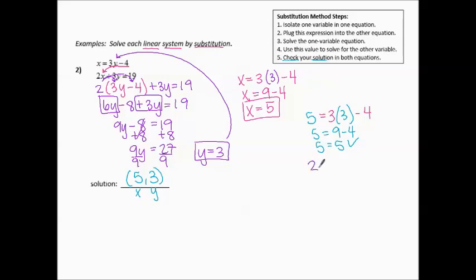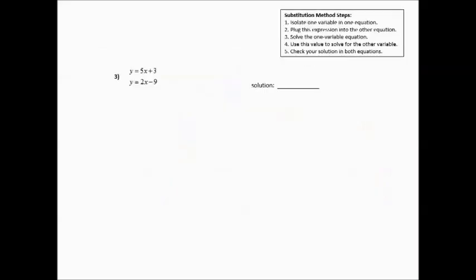Let me check my second one. For my second one, I have 2 times my x, which is 5, plus 3 times my y coordinate, which is 3, equals 19. 2 times 5 is 10, plus 3 times 3 is 9, is equal to 19. 19 is equal to 19, and that works. So it is a solution. When I checked, I got the correct answer. Let's take a look at one more example.